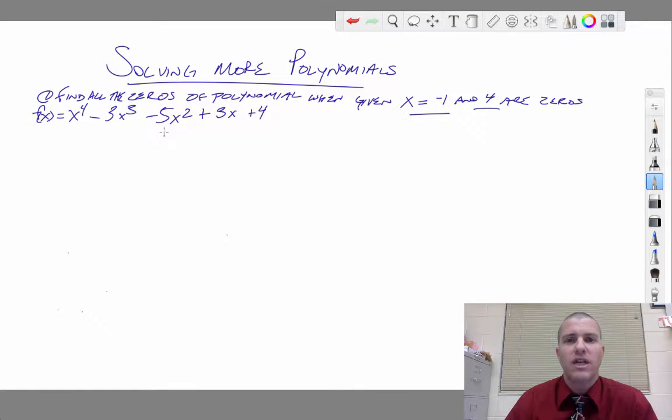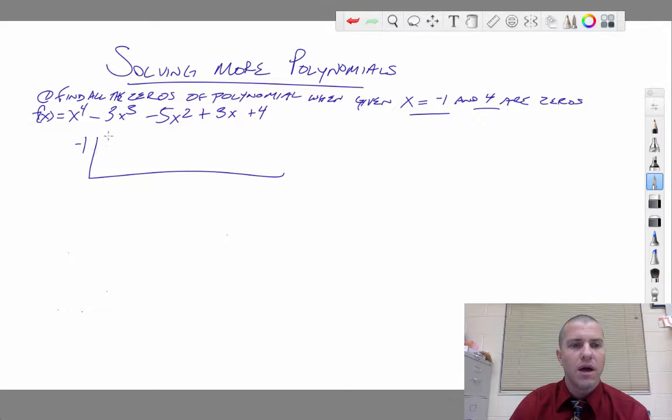Well, because it's a quartic, I know that there's 2 more. There's 4 total. So what I'm going to do is I'm going to use these, and because these are zeros or roots or solutions, what should happen is if I use those with synthetic substitution, my remainder should be 0. So what I'm going to do is I'm going to use -1, and I have 1, -3, -5, +3, and 4. I don't have any missing terms, so this is it.